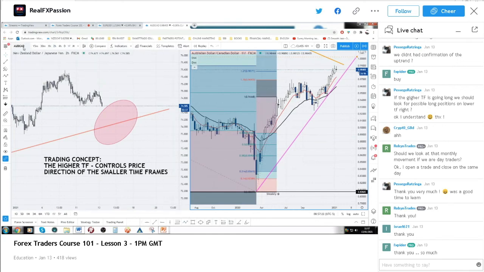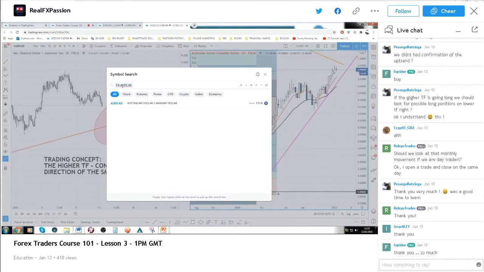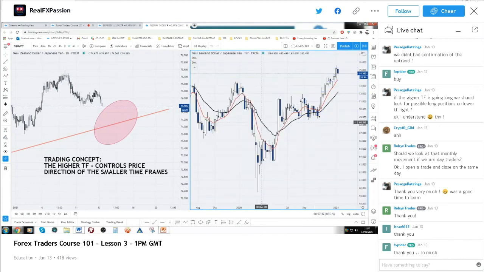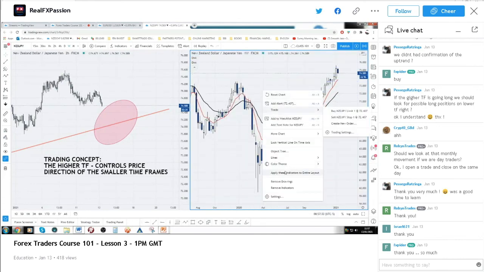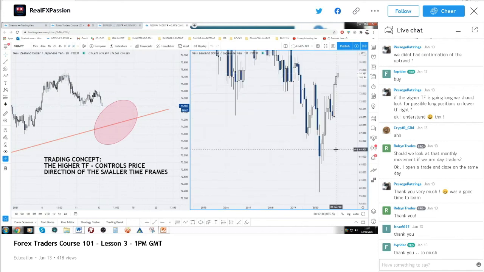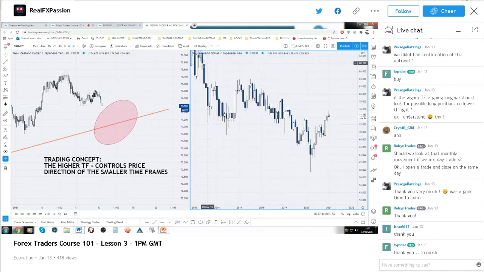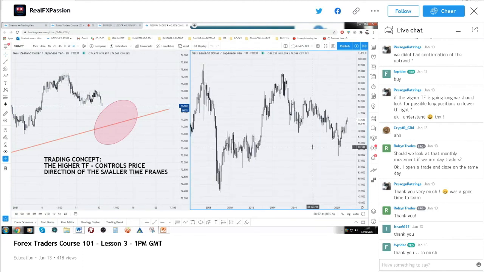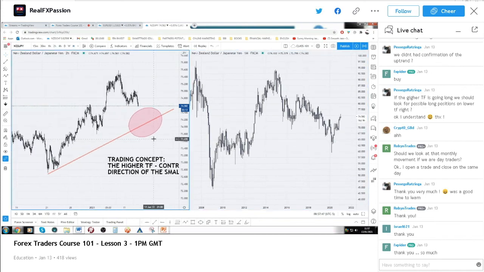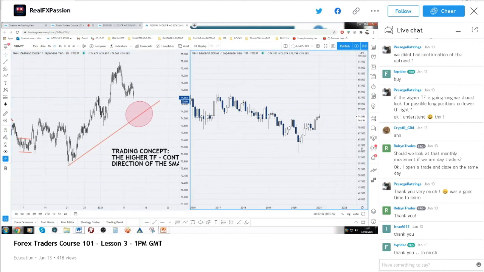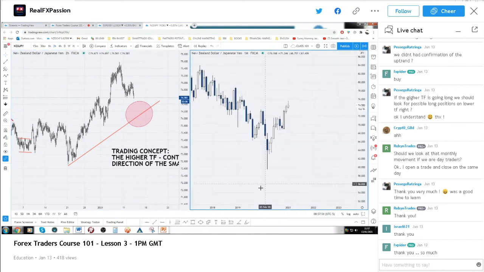So we are on NZDJPY. Let me remove drawings and indicators, and let's go to the monthly chart, right? See everybody? On the right side you have the monthly chart, and on the left side you have the 2-hour chart, and the market, it must wave.